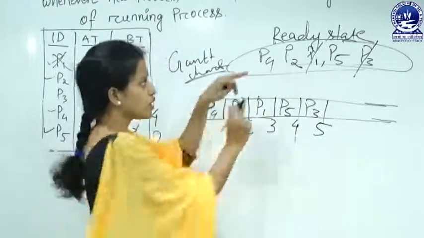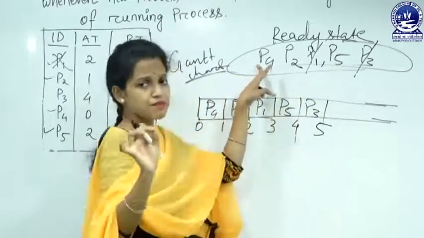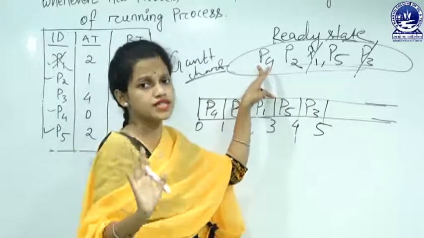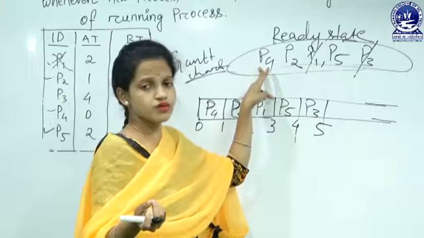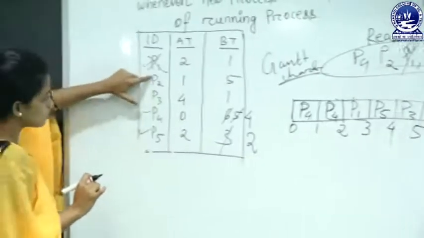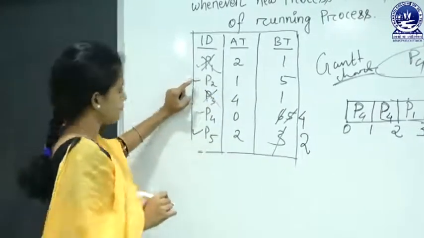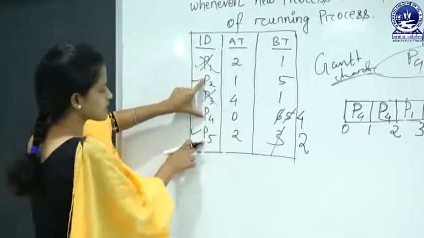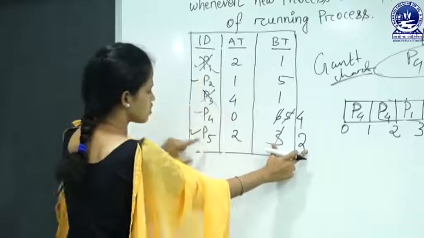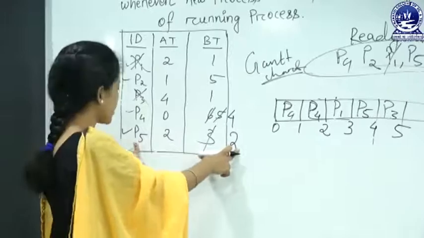So among P4, P2, P5, we simply apply SJF with non-preemption, choosing the smaller burst time, because there is no newly arrived process at the ready state. P3 has been done. P2, P4, P5: which has the smaller burst time, 5, 4, 2? P5 has the smaller burst time. So the CPU will be allocated to the P5.